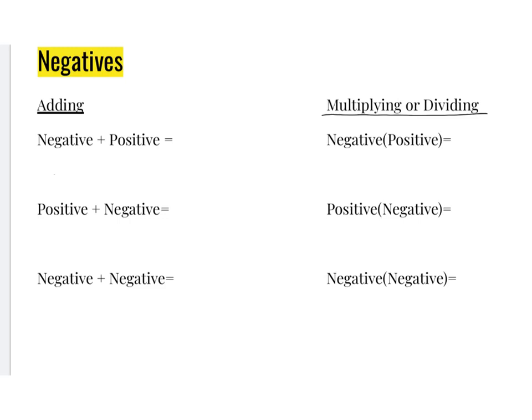All right, what we're doing right now is just kind of reviewing some stuff about negative numbers. On the left side here, we've got adding negative numbers, and on the right side, multiplying or dividing. On the left side, the reason I don't have adding or subtracting is because it's important to note that subtracting is the same thing as adding.